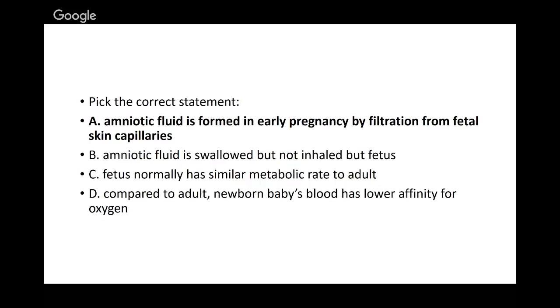It's just the way they're born. That's why they need a lot of food to grow. And compared to an adult, the newborn baby's blood has a higher affinity for oxygen. So HbF has really high oxygen affinity.